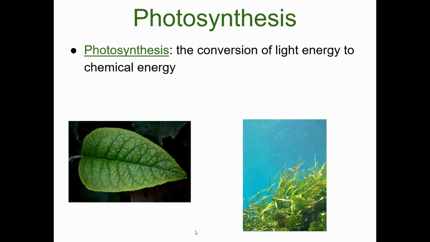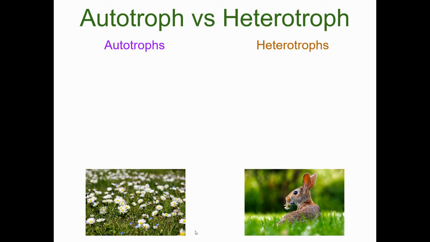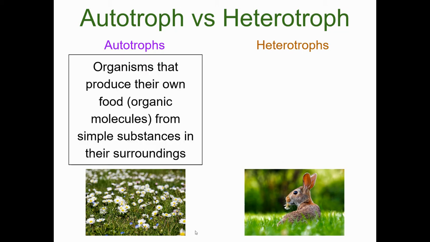You can see a couple of examples down at the bottom. We have the typical plant on the left, and then some seawater algae type plants to the right. And it's important to understand the difference between an autotroph versus a heterotroph. I already sort of touched on what an autotroph is. Autotrophs are organisms that produce their own food, meaning organic molecules from simple substances in their surroundings. Like I mentioned, these can be photoautotrophs that specifically use the energy from the sun, and then we can have chemical autotrophs, which use chemical energy to produce their own organic molecules.